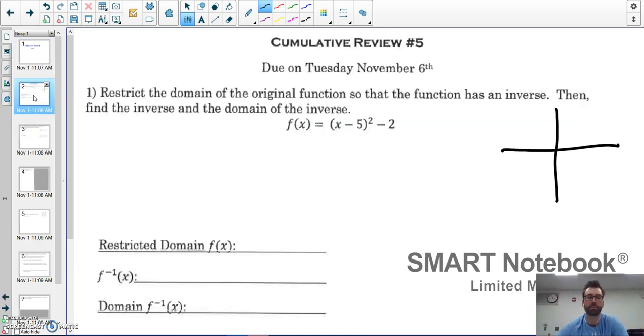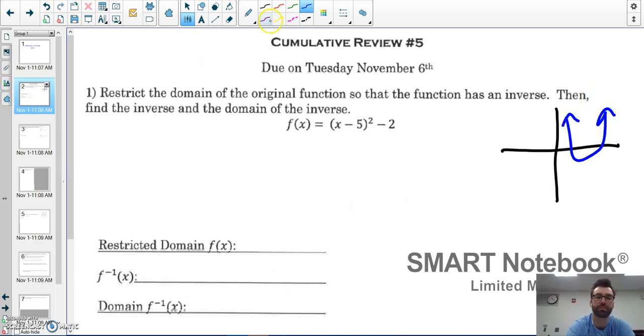Okay, number 1 says to restrict the domain of the original function so that it has an inverse, and find its inverse and the domain of the inverse. Remember, in order for a function to have an inverse, it must be 1 to 1. What that means is it must pass the horizontal line test. If I think about this function here, it's our squared function. It's going to look something like that. Now that's a terrible parabola.